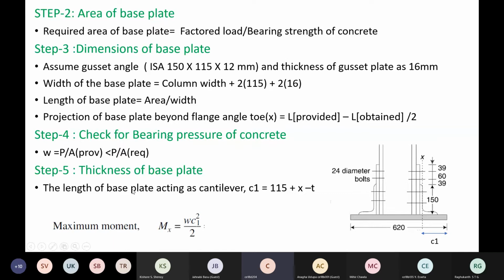In the next step, we are going to check the bearing pressure of concrete. You know the area provided, right? You got the length as around 406, so you can take it as 410 mm. The area provided will be width into length. Calculate 1700 kilonewton divided by the area provided, and check whether it is less than the P by A required or not. Take length as 410 mm and width as 620 mm.